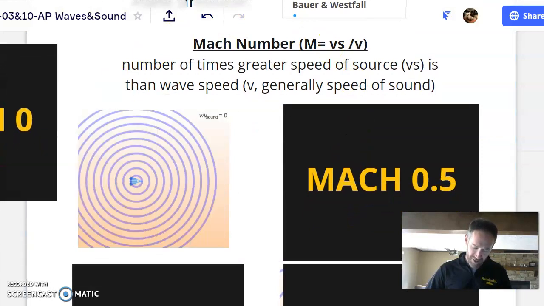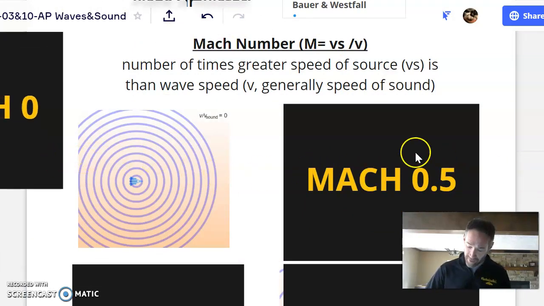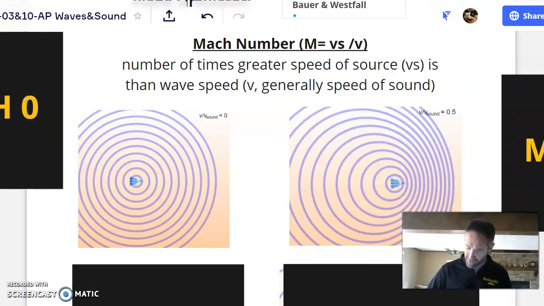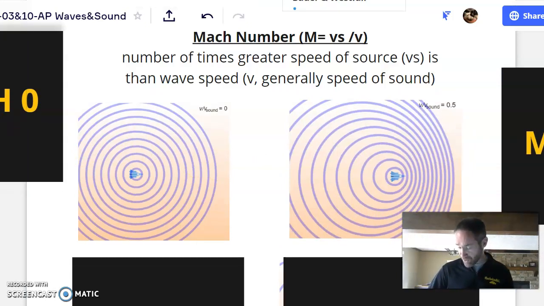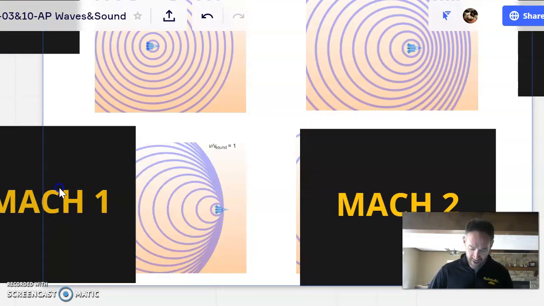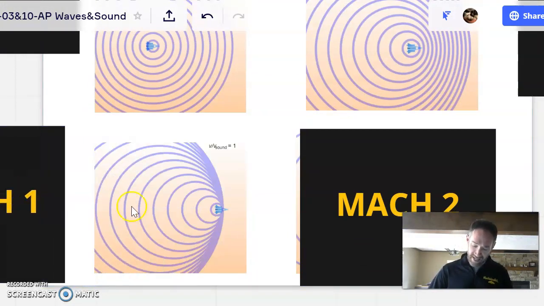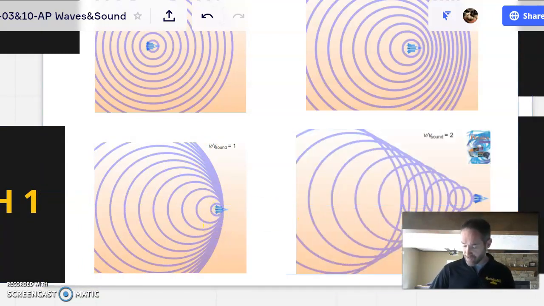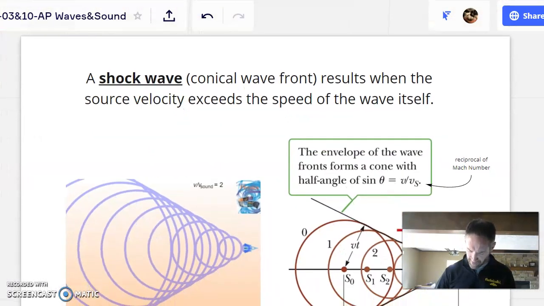A picture for Mach 0 would be what we started with. A picture for Mach 0.5 would be what we started with too, with a little bit of Doppler effect going on. Now Mach 1, there's not going to be any progress between the wavefront and the plane. And with Mach 2, now as soon as you produce a wave, you are actually already past it. And these all have applications.